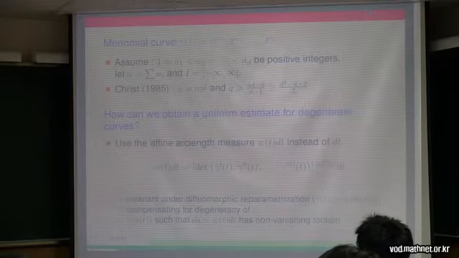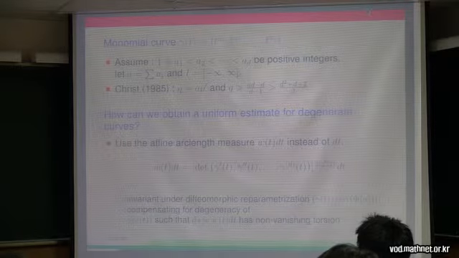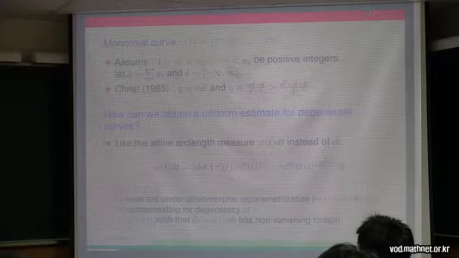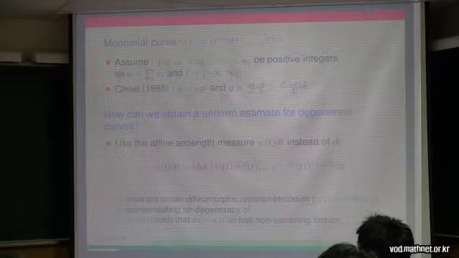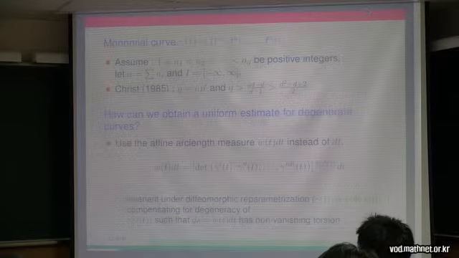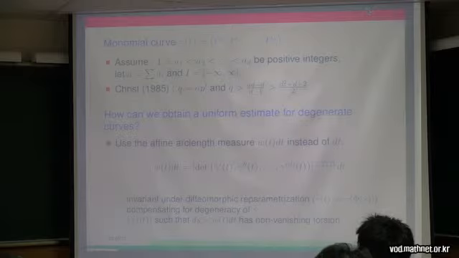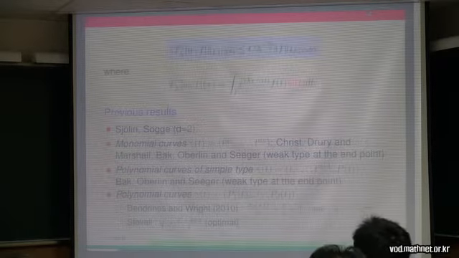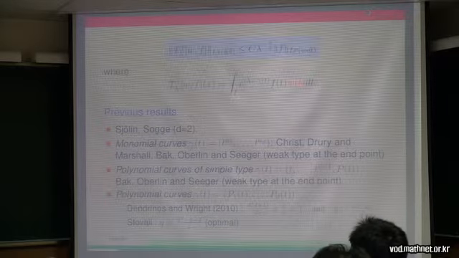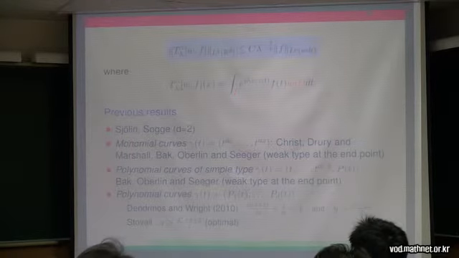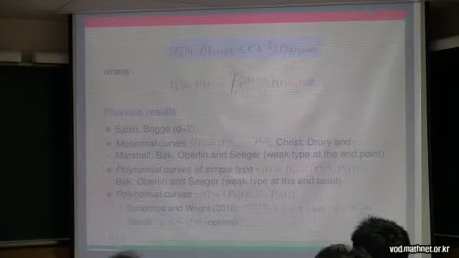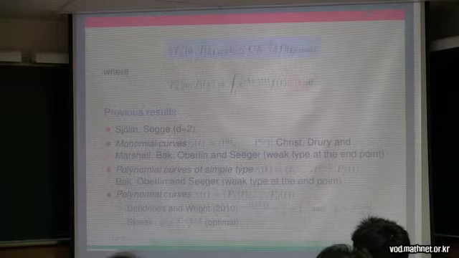So that is the role of the affine arclength measure. And then by affine arclength reparametrization, the new curve gamma(s) always has a non-vanishing torsion. So by using this, we consider this modified oscillatory integral.